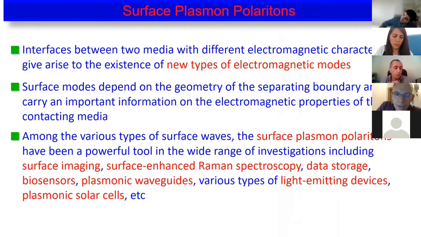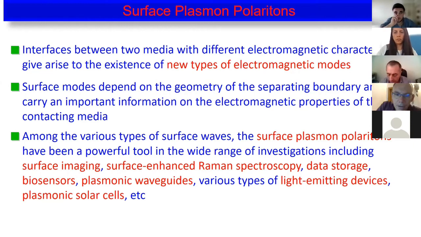A very important example of electromagnetic waves is the following. In fact, this is the mixture of electromagnetic waves with electron waves in metals. These types of electromagnetic modes are called surface plasmon polaritons. They are an important example of surface waves, and they are actively studied at this moment, related to wide applications in various fields. I have listed here some of them. This includes surface imaging, surface enhanced Raman spectroscopy, data storage, biosensors, and so on.